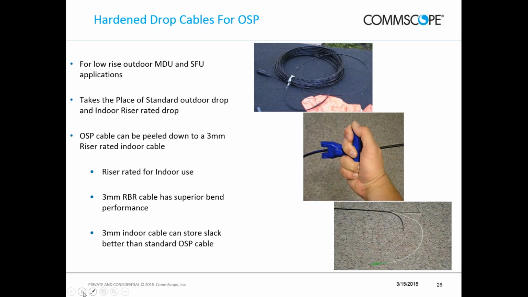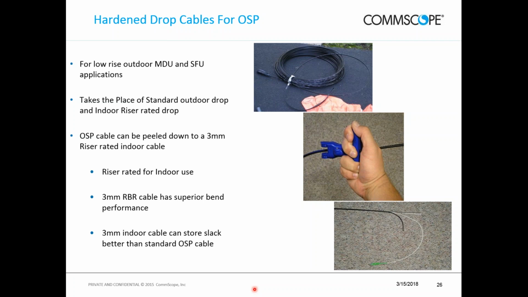And this is what is referred to as a universal service drop cable. It's for low-rise MDU and some single-family unit applications. It takes the place of a standard outdoor drop cable. And the big advantage of it, like I was mentioning before, is that we can peel the jacket off to reveal that softer 3mm inner fiber cable.